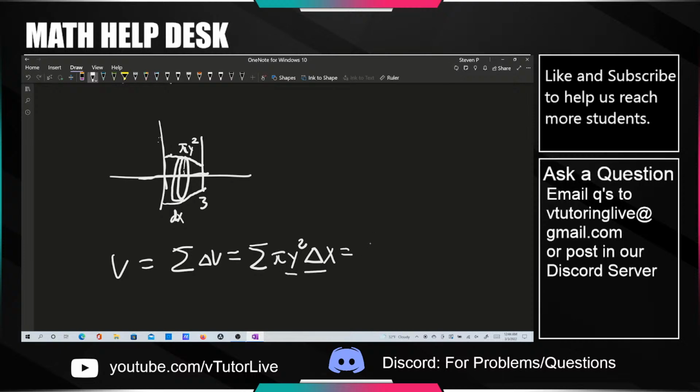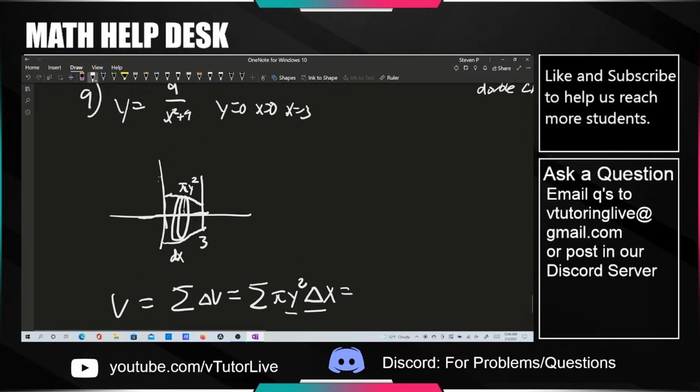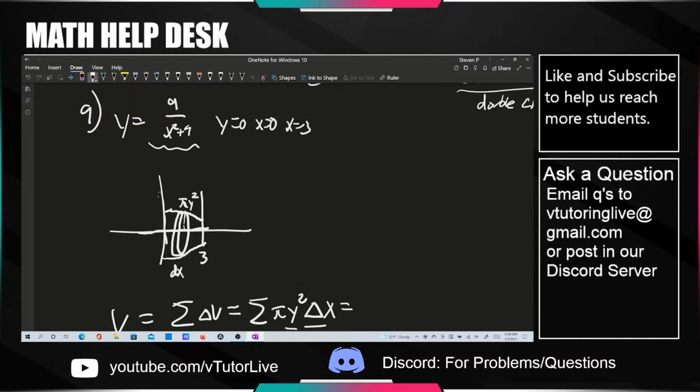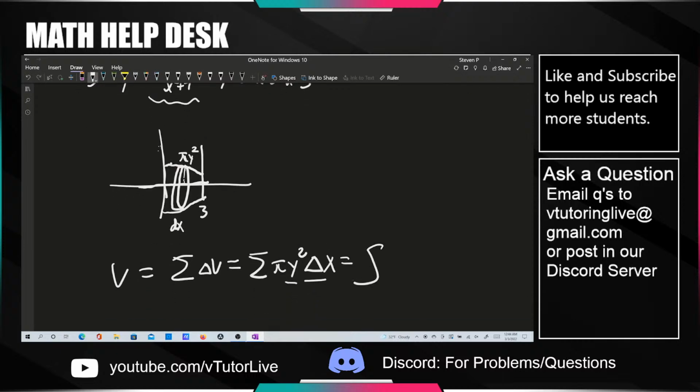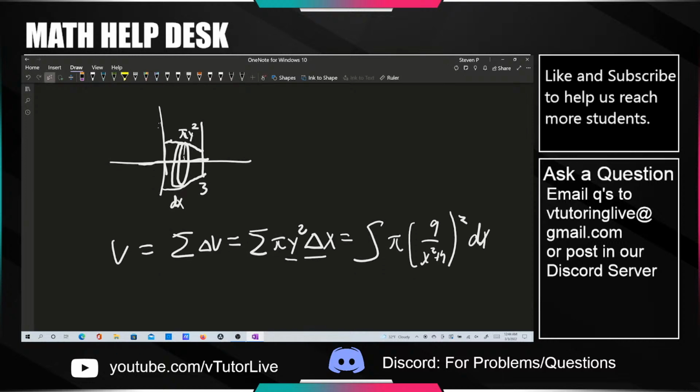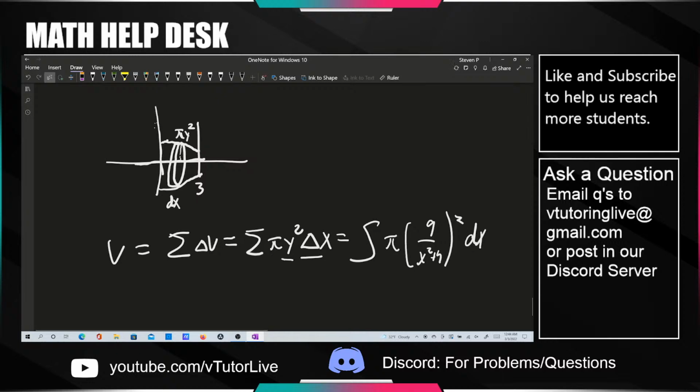And okay, we're just subbing in for y, right? We had some expression for y. We'll just sub in for that thing. And then we turn this into an integral. So this looks kind of like 9 over x squared plus 9, squared, dx, right? And the limit, the sum, and the delta turn into an integral. Yeah, double check all this work and carry it out for yourself, but I think that's the gist.